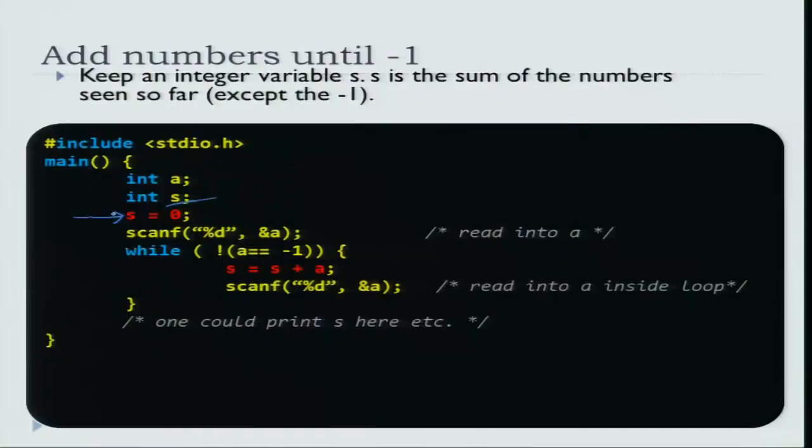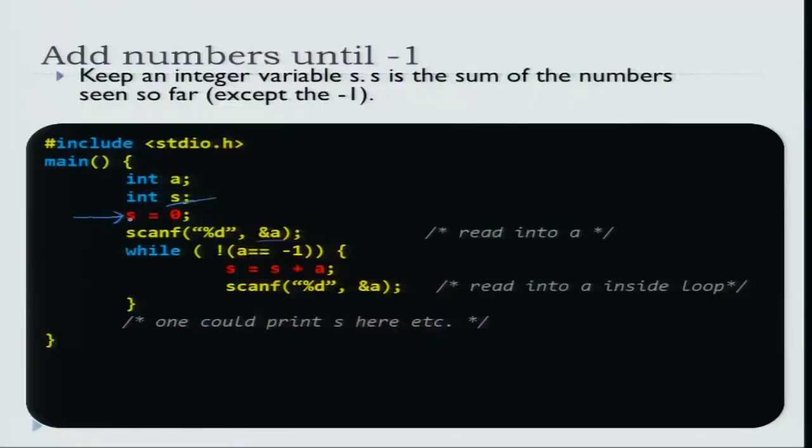Okay. In the case of a, we did not initialize it because we were reading the first number as soon as a was declared. But in the case of a sum, you would use s to maintain the sum as you read numbers. So, it is important that you start with s equal to 0. So, the initialization step marked by this arrow is quite important. Okay. If you do not initialize it properly, then the sum may not be correct, as we will see soon.